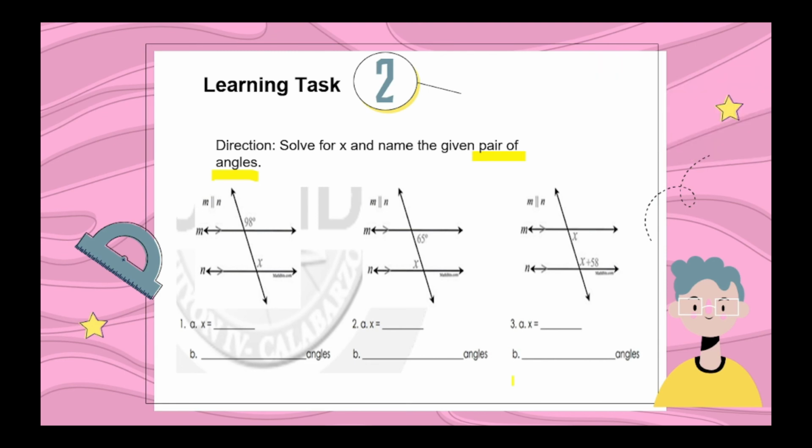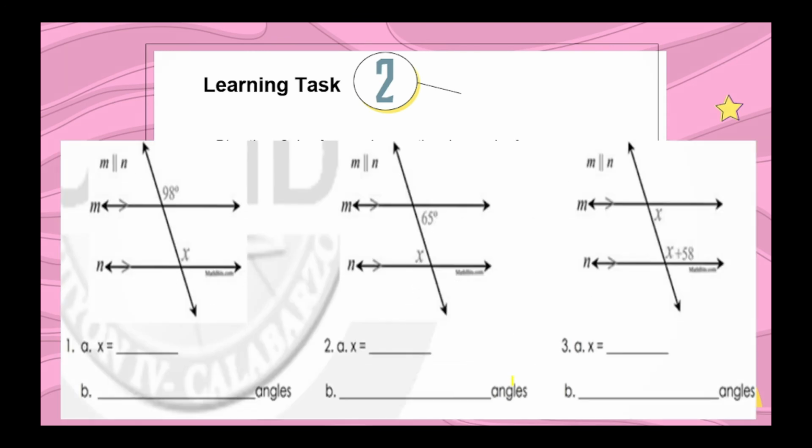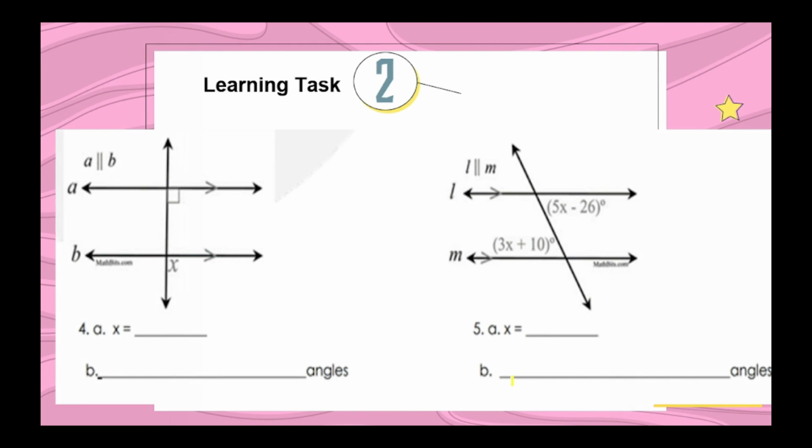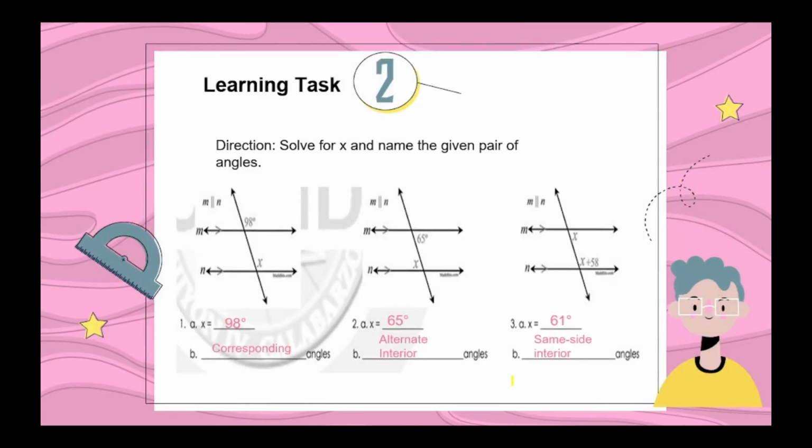Alright, time's up. The correct answer for our learning task number 2. So, the correct answer, number 1, the value of x is 98 degrees. And that is a corresponding angles.